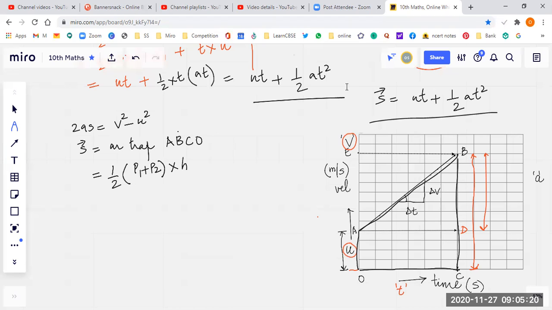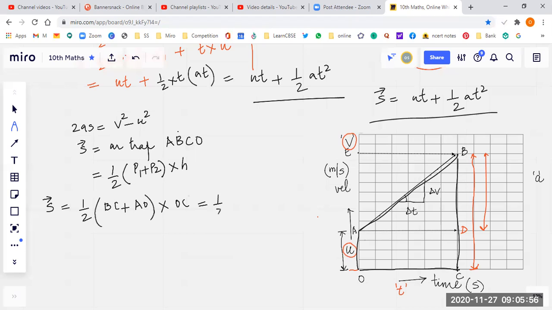Very nice. So, students, I can say my displacement S is equal to half into the sum of parallel sides. Parallel sides are BC plus, come on, what is the other parallel side? BC and AO. Very good. BC and AO into what is the height between parallel sides? OC. AD. AD or OC is same. T. So this is equal to OC.